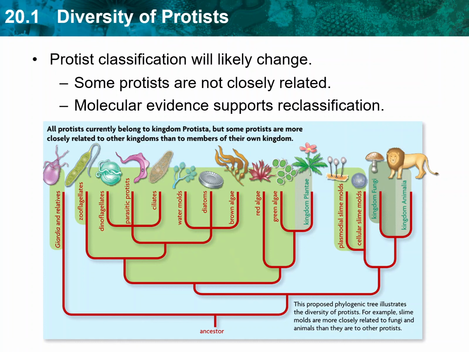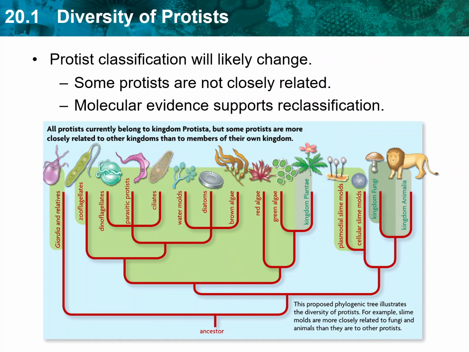Which of the following are more closely related? Green algae and oak trees, or green algae and red algae? Press pause and generate your answer. The correct answer: green algae and oak trees.